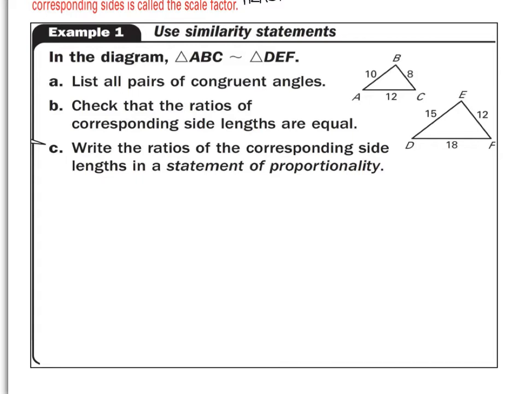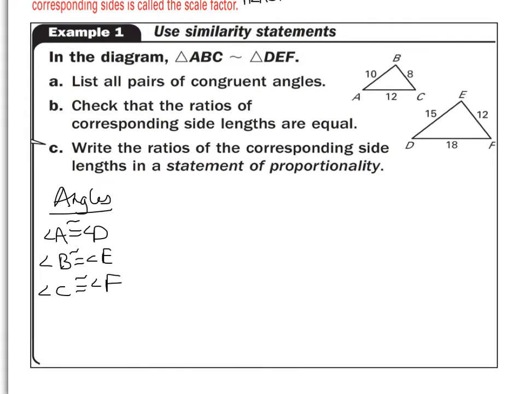Okay, now that we're back, let's take a look first at the angles. We know that angle A is congruent to angle D, and we know that angle B is going to be congruent to angle E, and angle C is going to be congruent to angle F. That's the easy part. The angles are always going to be easy. Okay. Now, check that the ratios of corresponding side lengths are equal.